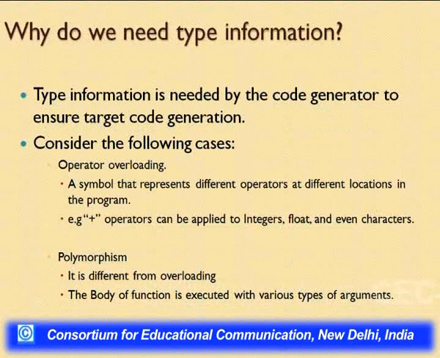Type information is needed by the code generator to ensure the target code generation process is correct and efficient. If I do not have the type information, then the correctness of the program to which it has been converted cannot be guaranteed. Consider the following cases: operator overloading, a symbol that represents different operators at different locations in the program. Let's say we have operator overloading. In that case, the plus operator can have different meanings at different locations. At times it is an operator that is trying to add two numbers. At times it can be an operator that is trying to perform some operation on two strings, because we have given the freedom of operator overloading within our program.